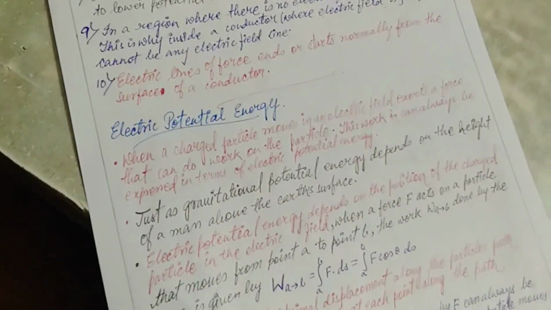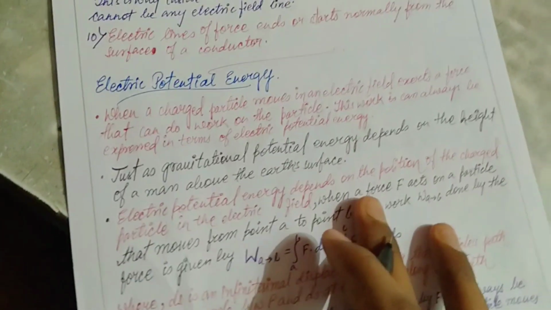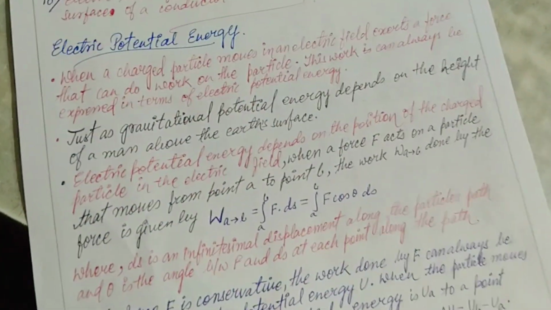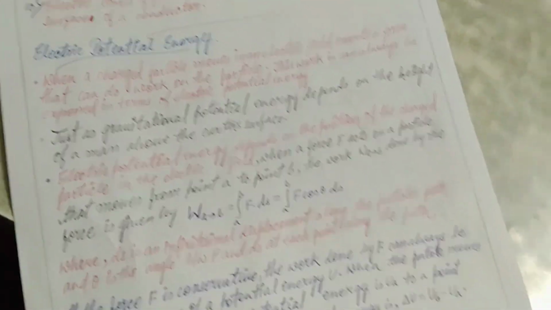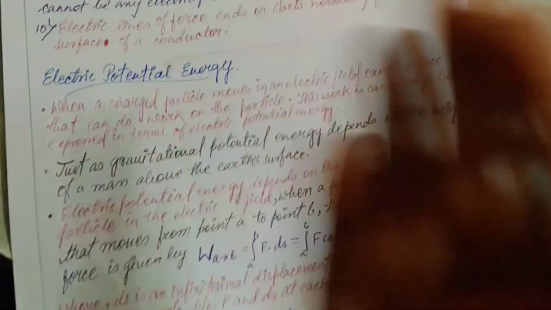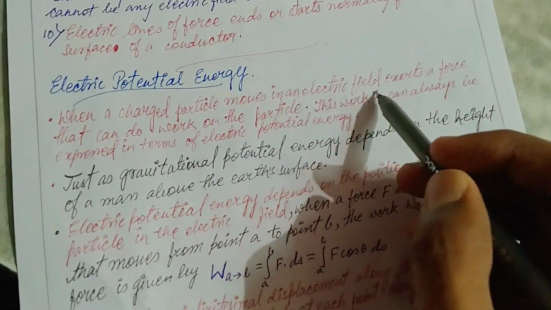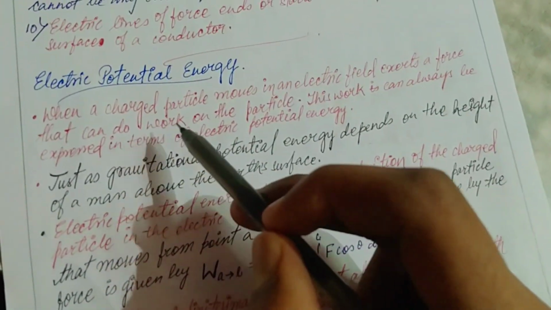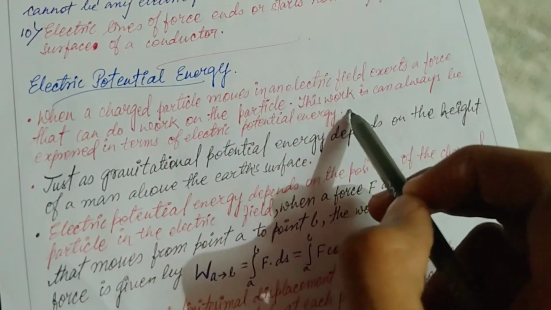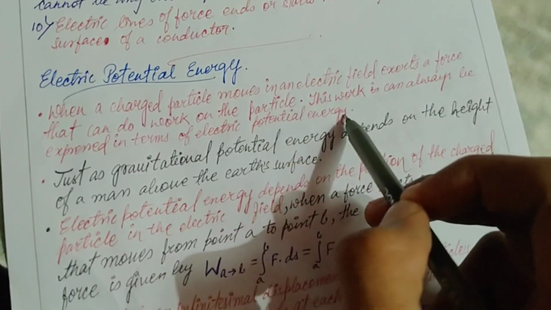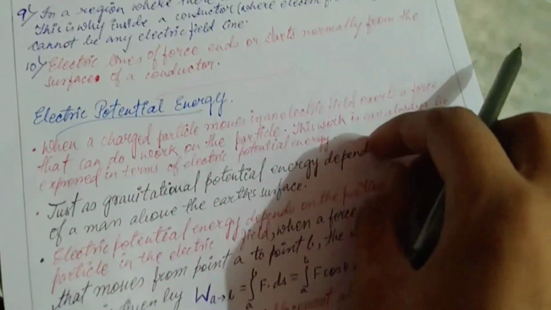Now comes the point of electric potential energy. Electric potential energy is basically the work done to bring a charge near another charge. When a charged particle moves in an electric field, the field exerts a force that can do work on the particle. This work can always be expressed in terms of electric potential energy.